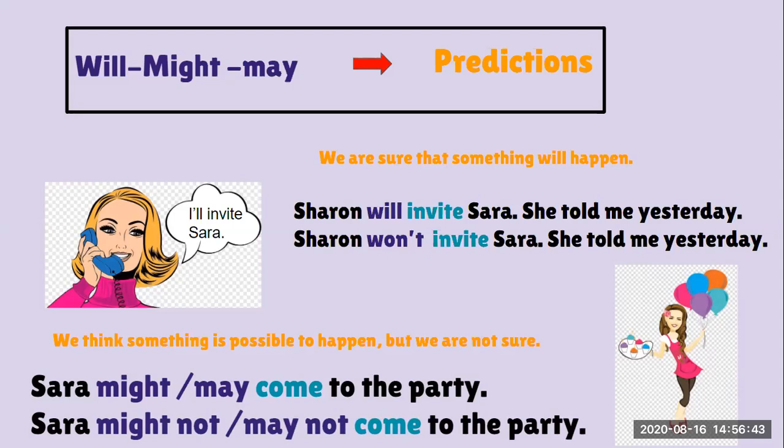Okay, so when we are not sure about something in the future, we use might or may. Might not or may not. But when we are sure about something that will happen in the future, we use will or won't or will not. Okay, so these modals are used for predictions. Let's see some examples here.